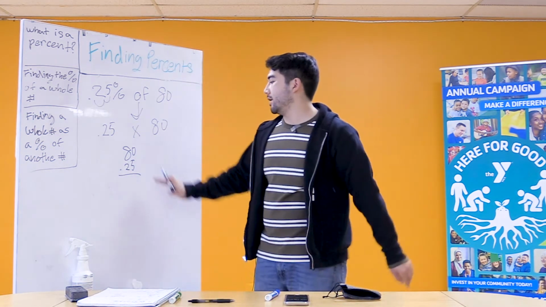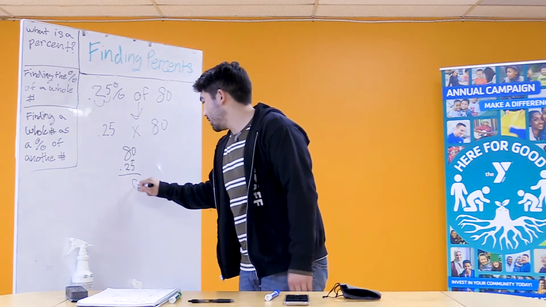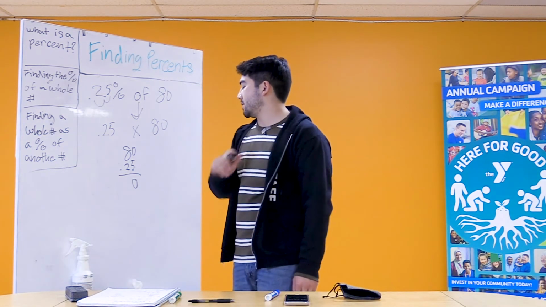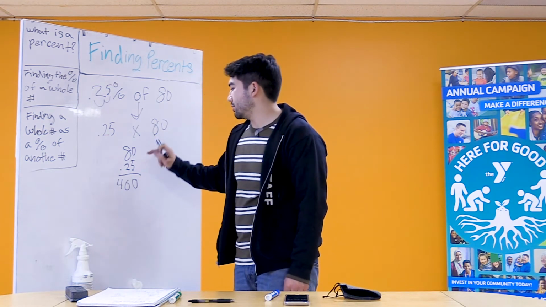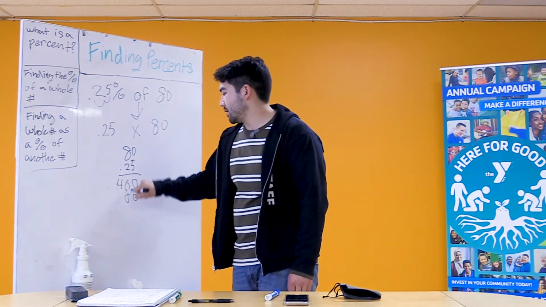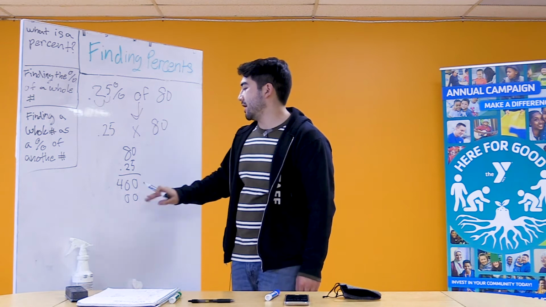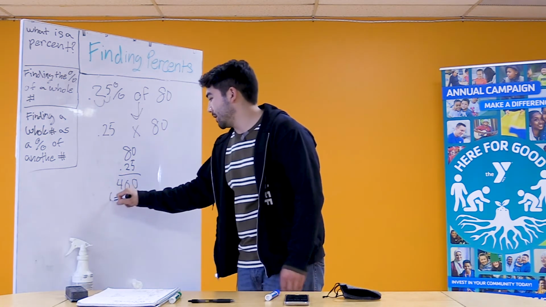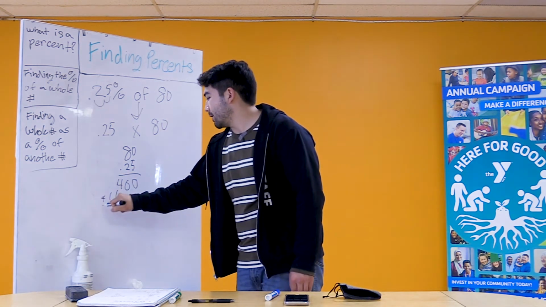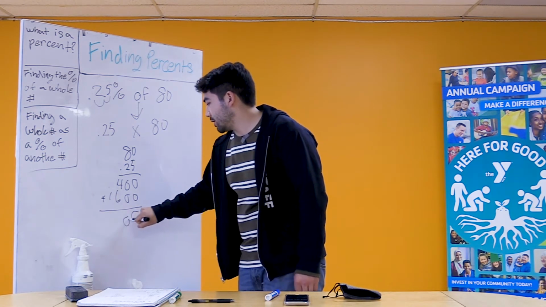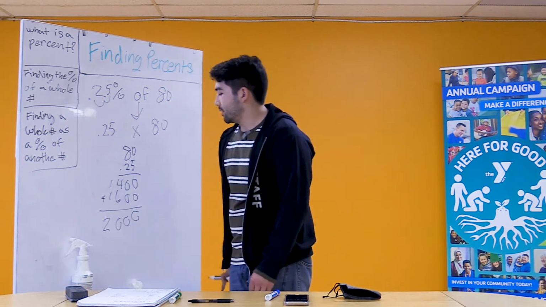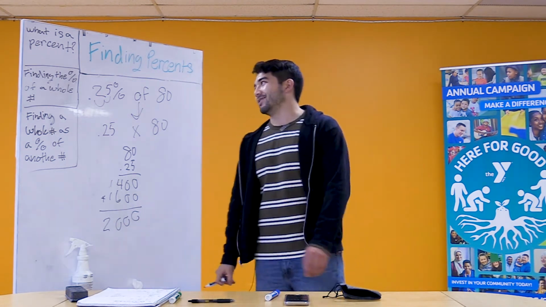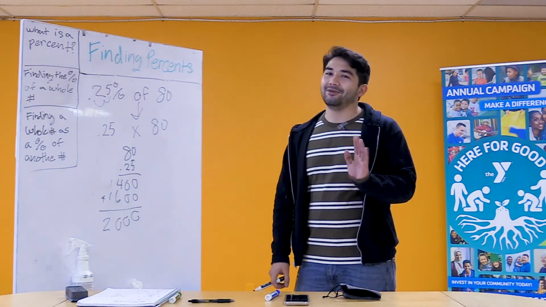Perfect. OK. 5 times 0, 0. 5 times 8 is 40. 2 times 0 is 0. I added an extra 0 because I went down a layer. 2 times 8 is 16. Add it all up. 0, 0, 0. Carry the 1, 2. So we have 2,000. OK, well, that does not seem right.